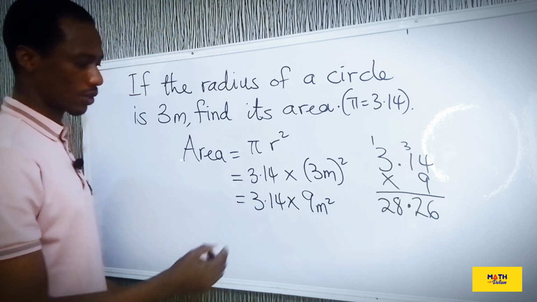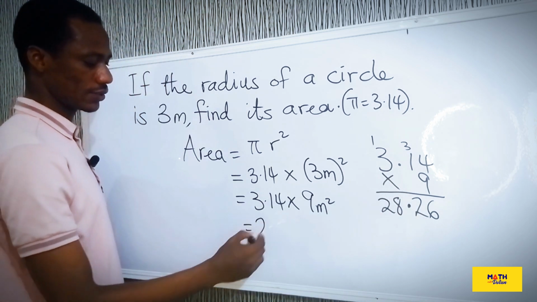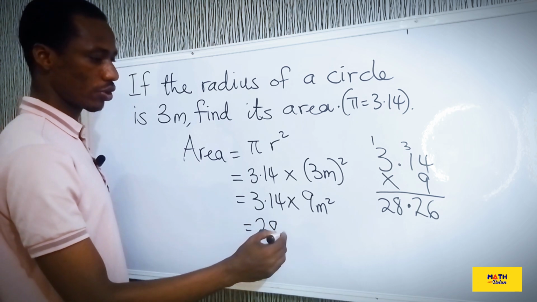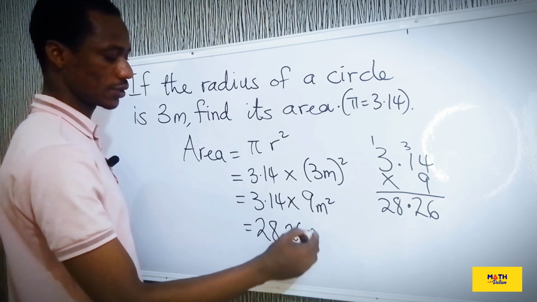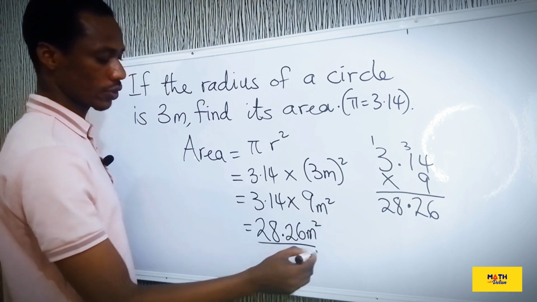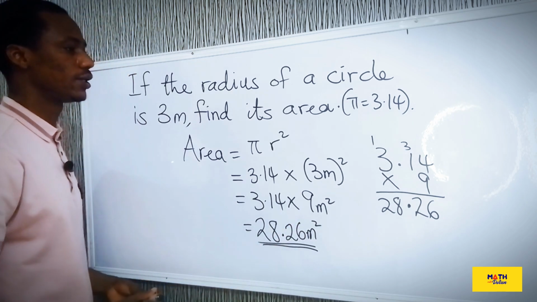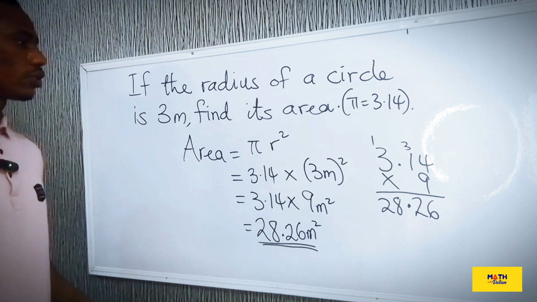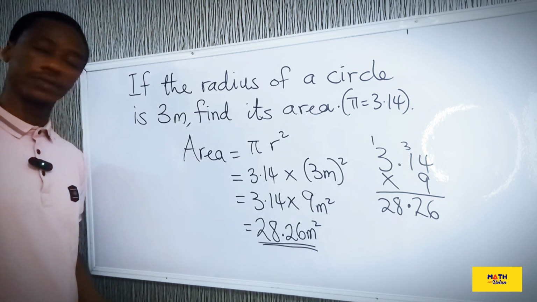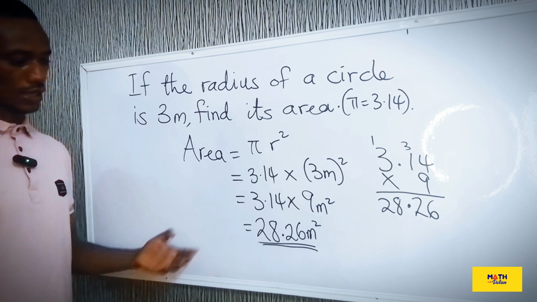So our final answer is 28.26, and that's in meters squared. So that is the area of a circle with a radius of 3 meters.